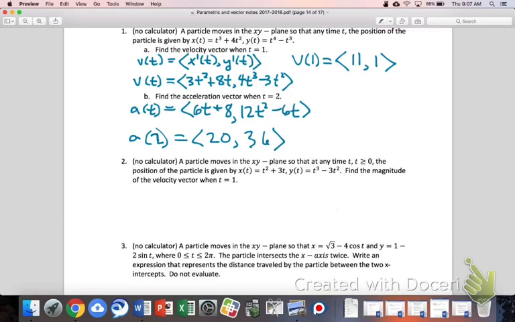Okay. Let's do one more. This will give us plenty of room on Monday. So number 2 says a particle moves in the xy plane. For any non-negative time, the position vector is given by those 2 components. Find the magnitude of the velocity vector when t equals 1.